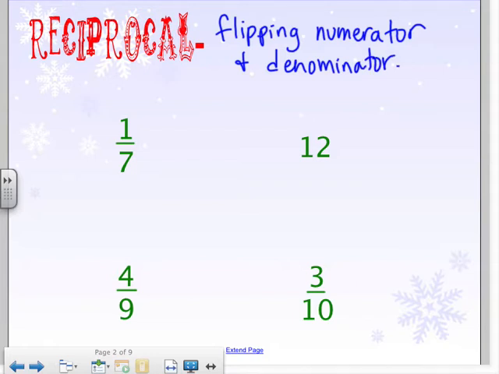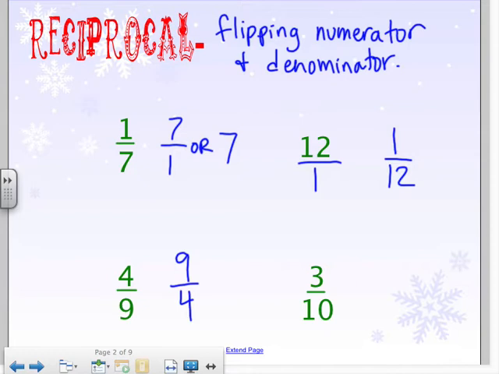So just to practice, the reciprocal of 1/7 becomes 7 over 1, or that's just 7. The reciprocal of 12, well, remember 12 is like 12 over 1, so its reciprocal would be 1/12. Reciprocal of 4/9 would be 9/4. And the reciprocal of 3/10 would be 10/3.